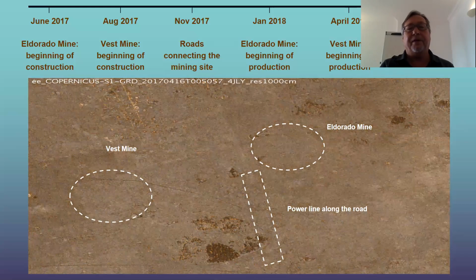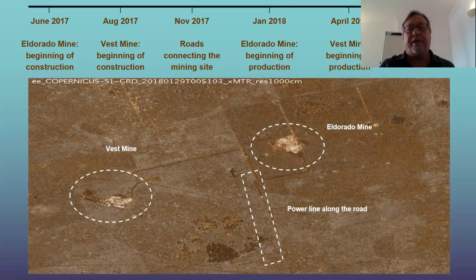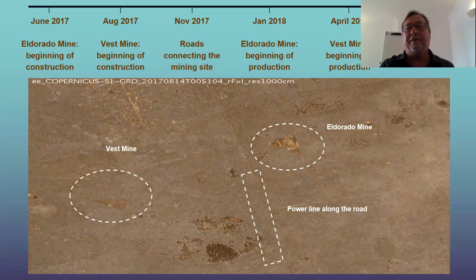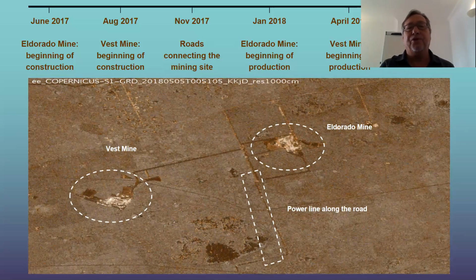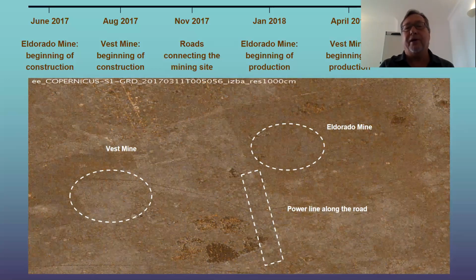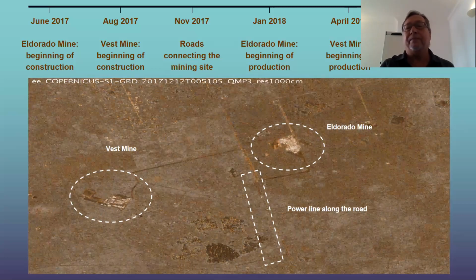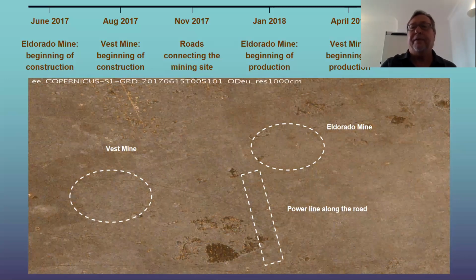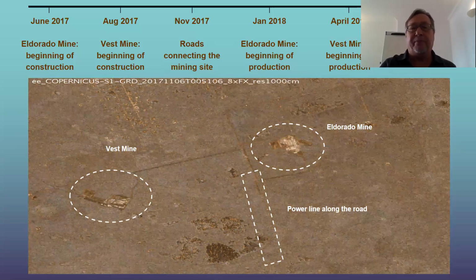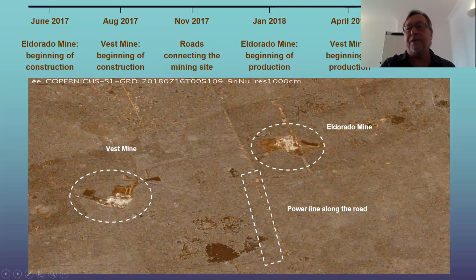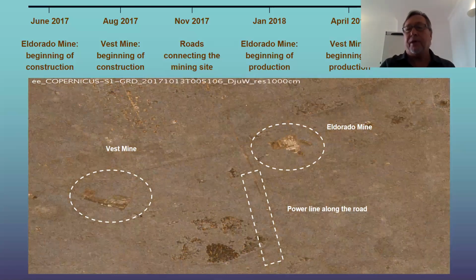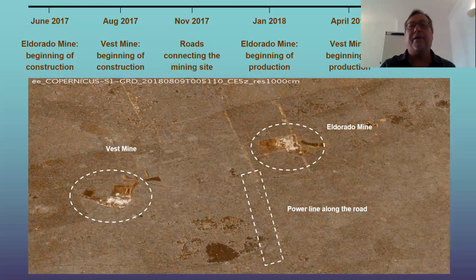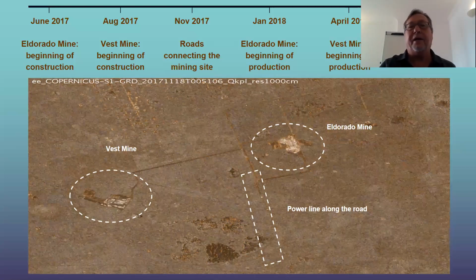By November 2017, they already have roads connecting the mines. And then they start production in January 2018 at the El Dorado mine. And at the Best mine, they start production in April 2018. And then by July 2018, they actually brought electricity in. So you can see that this whole operation of fracking in the United States is an incredibly quick and dynamic process.